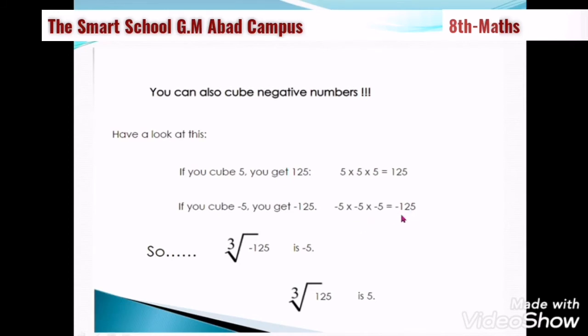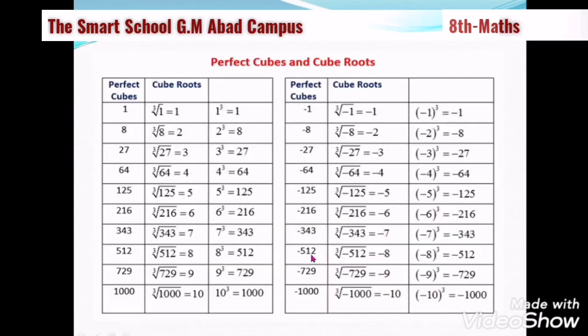As you already learned, cube and cube roots are opposite to each other. So if minus 125 is the cube of minus 5, the cube root of minus 125 will be minus 5. As you can see here, the cube root of 125 is 5. If the number is positive, the root will be positive. If the number is negative, the root will be negative.